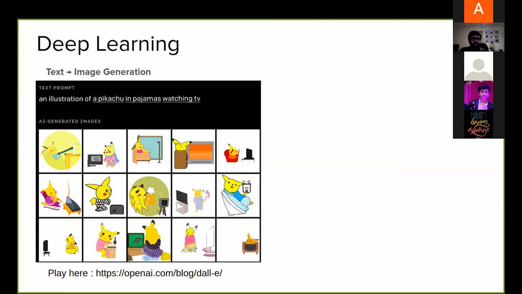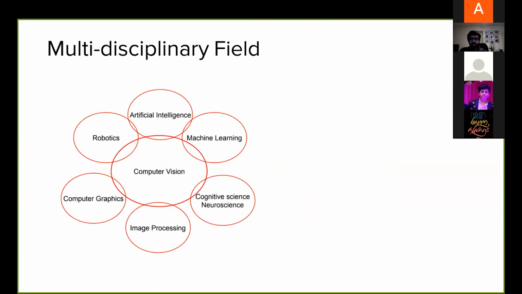Okay, now this is very interesting. This recently came out. I asked the algorithm to generate an image of Pikachu in pajamas watching TV. Now, no such image exists on the internet, but this algorithm has understood what Pikachu is, what wearing pajamas means, and what watching TV means, by seeing thousands of data points on the internet, and it generates these interesting images.